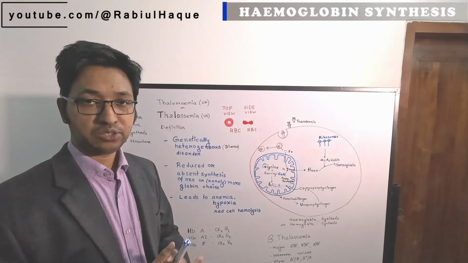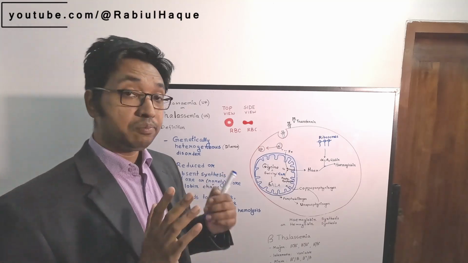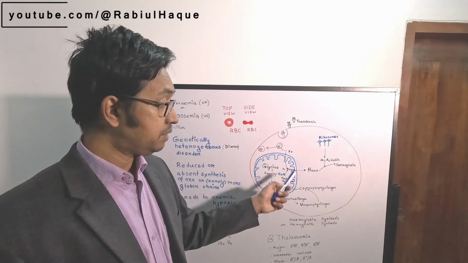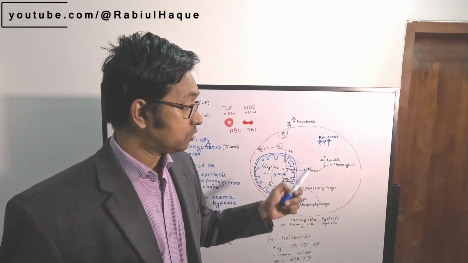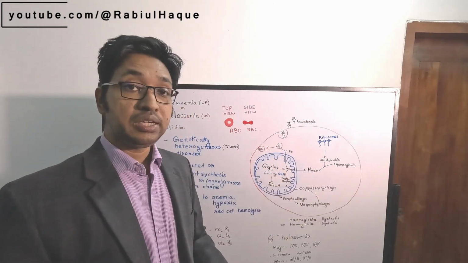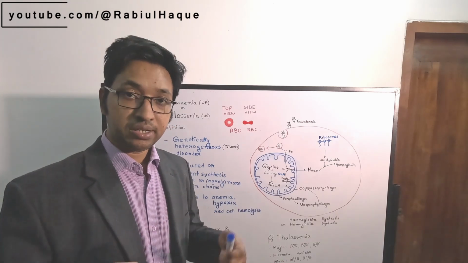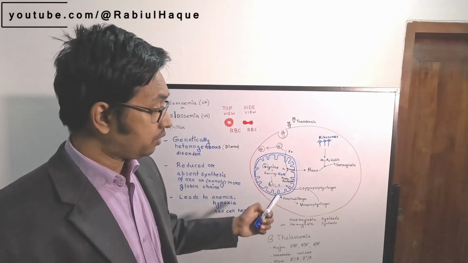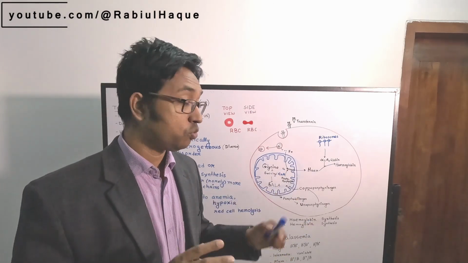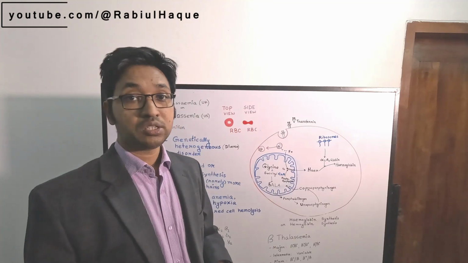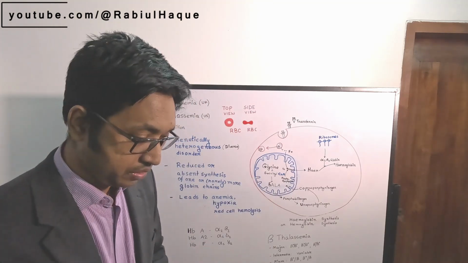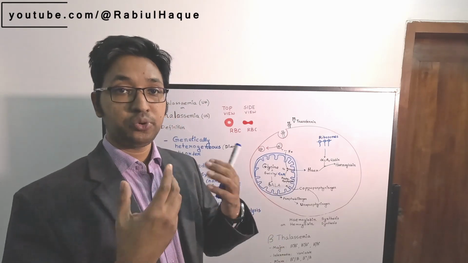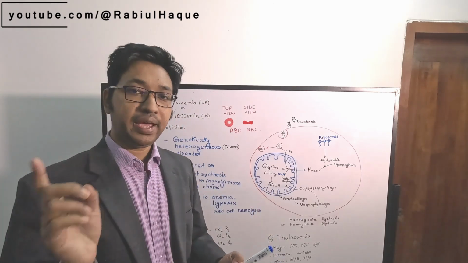So the point I'm trying to make here is hemoglobin is very important. Hemoglobin contains heme and globin chains in a tetramer, that is 4 in number, and they are in 2 pairs. In thalassemia, usually one type of globin chain is reduced or sometimes totally absent. As a result, we will have less and less hemoglobin produced, and that will lead to anemia.